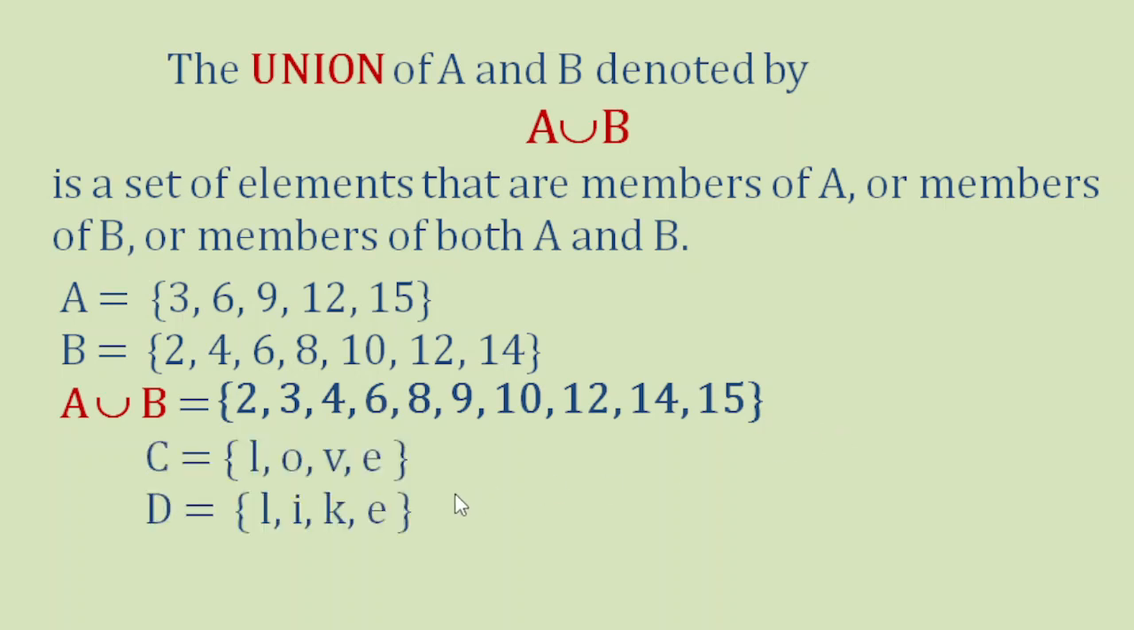Let's do another example. The elements of C are LOVE, and the elements of D are LIKE. What is C union D? Again, we are going to list down all the elements we have in C and D without repeating any element. So the elements are L, O, V, E, I, K.